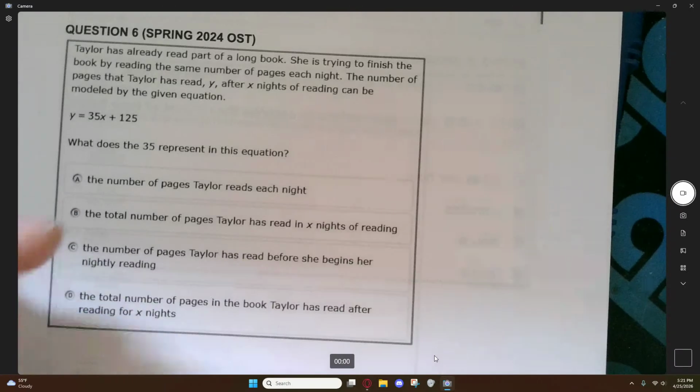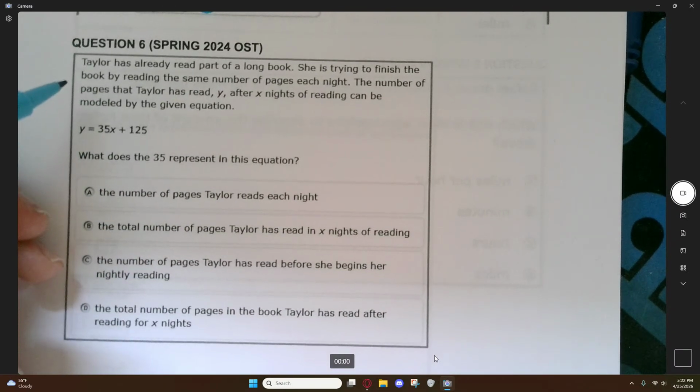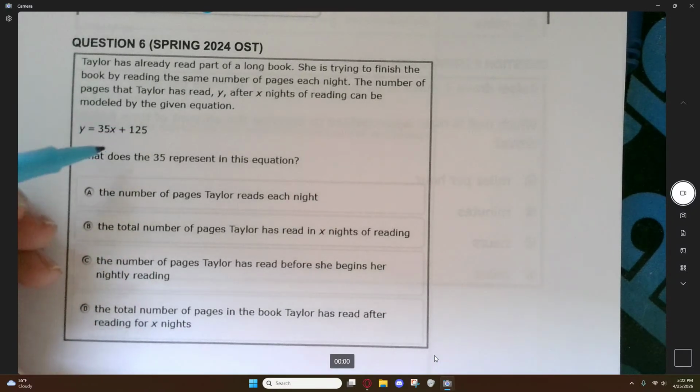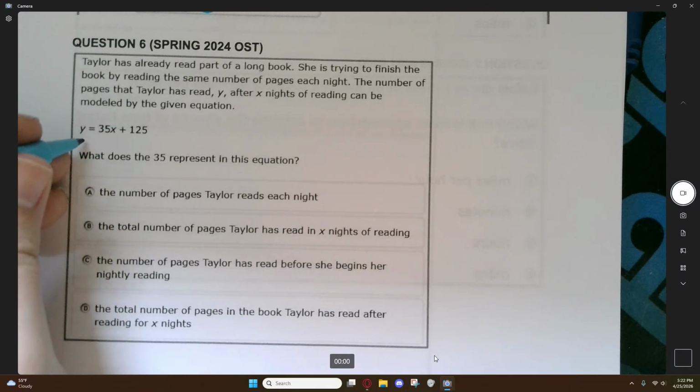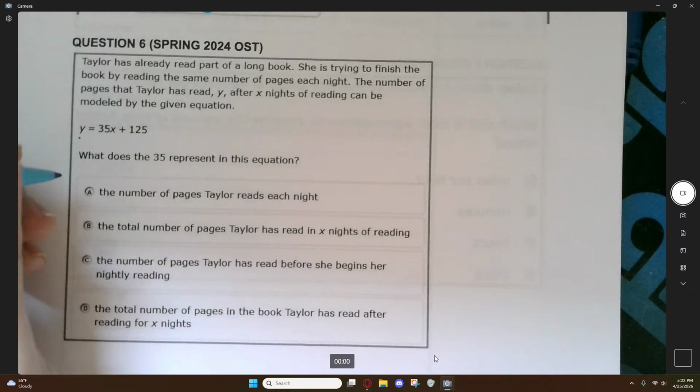Question 6. Taylor has already read part of a long book. She's trying to finish the book by reading the same number of pages each night. The number of pages that Taylor has read, y, after x nights of reading can be modeled by the given equation. Okay, so y equals 35x plus 125. What does the 35 represent?